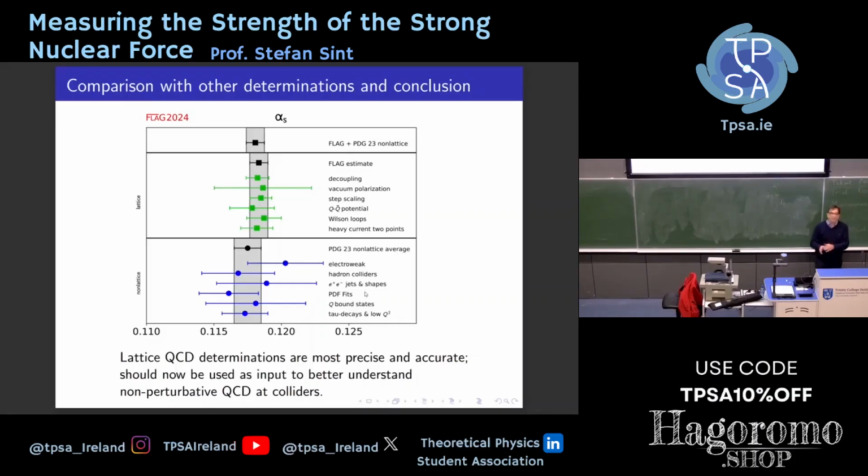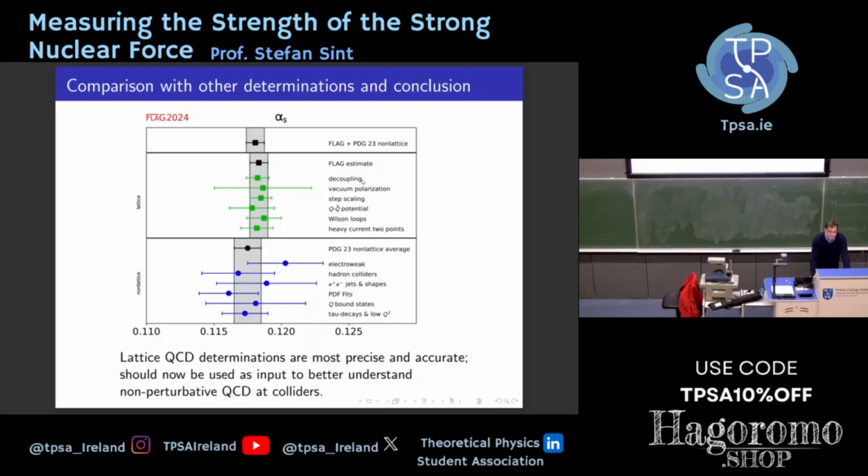And then you're hitting the same problems of having to discuss non-perturbative effects at low energies. You're not in the regime at high energies where you really can, with confidence, do perturbation theory, and all kinds of modeling goes on. So this is actually the case for most of these lattice determinations, except step scaling. So this result is basically what I have explained to you.